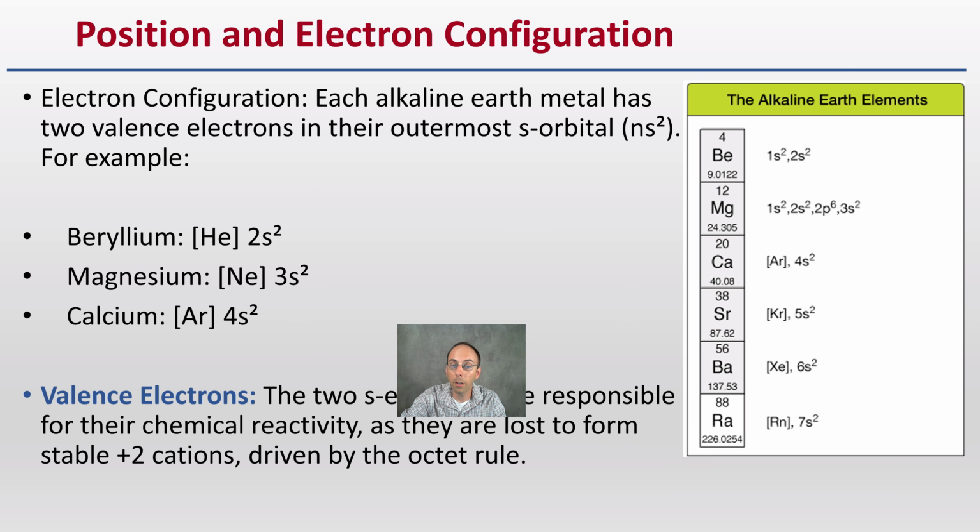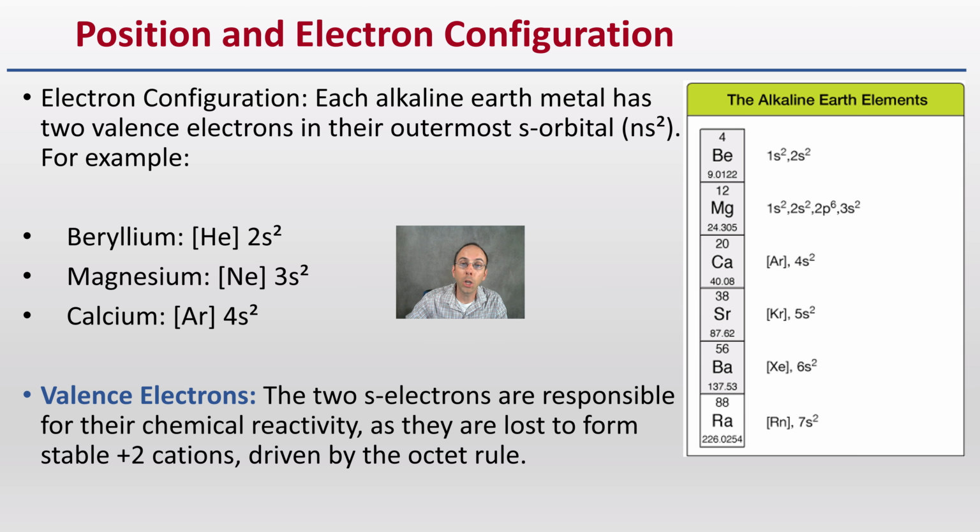Now the position in electron configuration, each alkaline earth metal has 2 valence electrons in their outermost s-orbital. So beryllium, magnesium, calcium, we could see 2, 2, and 2. Those valence electrons, the 2 s-electrons are responsible for their chemical reactivity as they are lost to form a stable +2 cation driven by the octet rule.